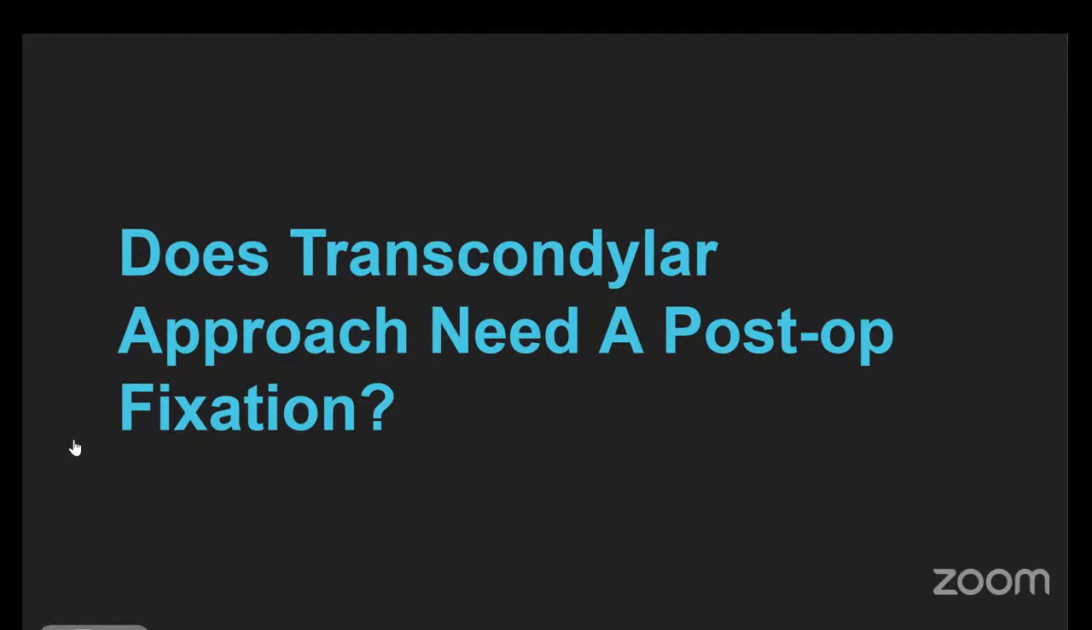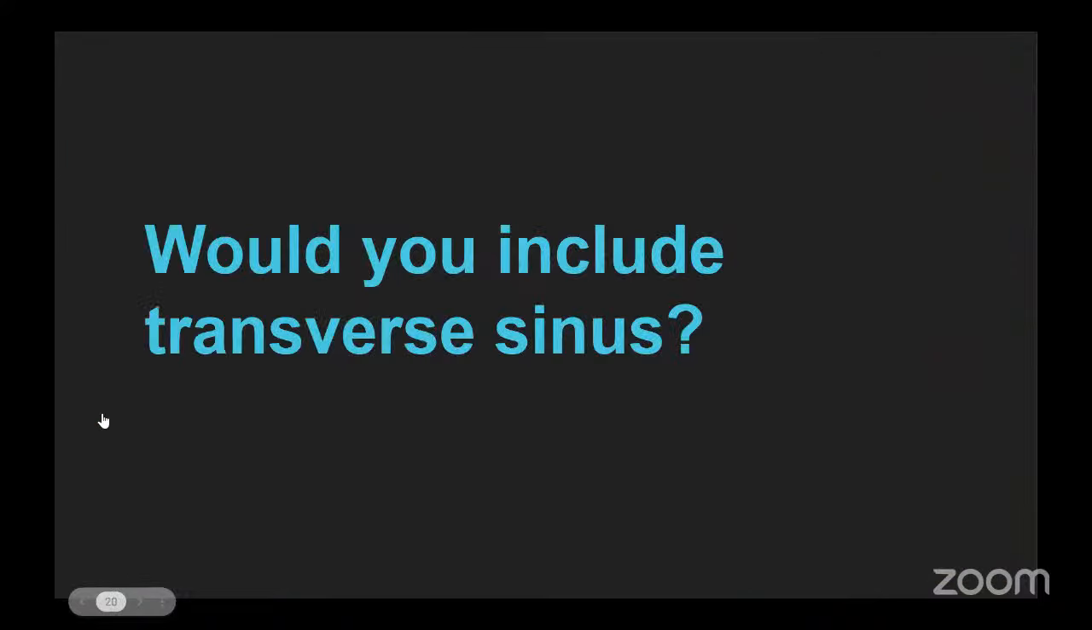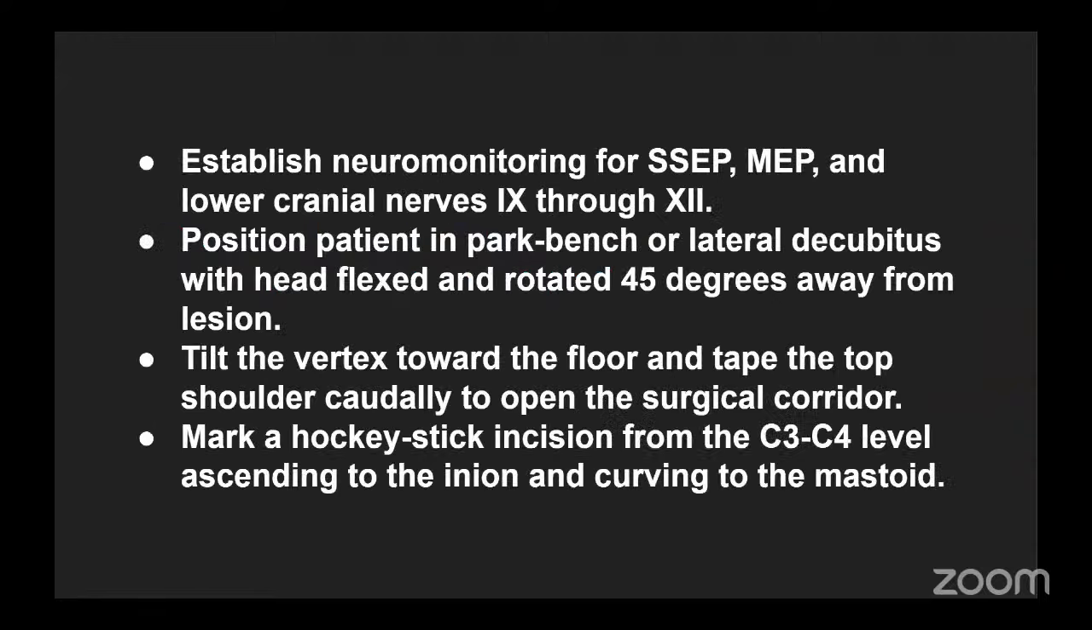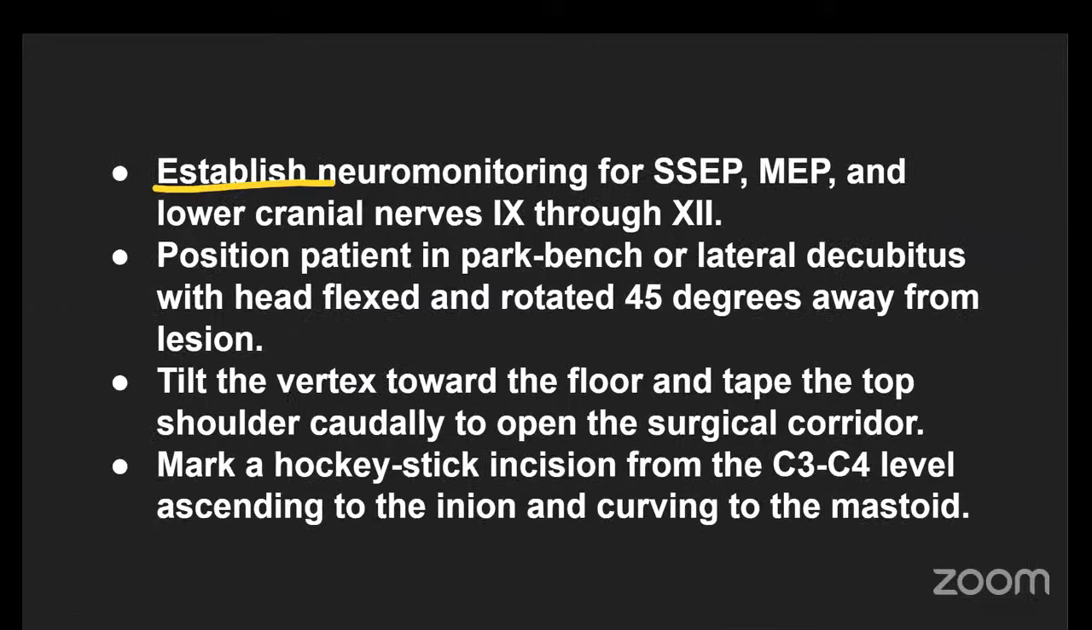Let me go back now. Let's go back to the cheat sheet, which is a lot of text, but it's going to make it very easy for you. This is spoon feeding, basically. What's the first thing to do? When we are discussing surgical steps, we start from the beginning. What's the first prerequisite? Establish neuromonitoring: SSEP, MEP, lower cranial nerves 11 through 9 through 12. We are clear?